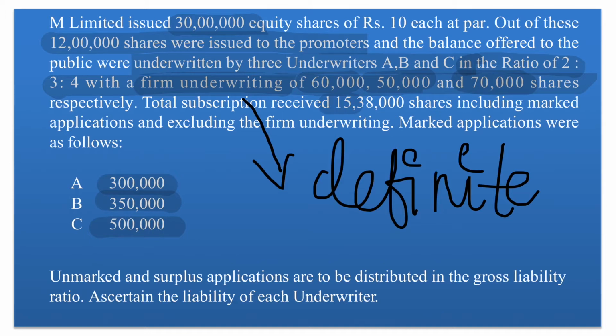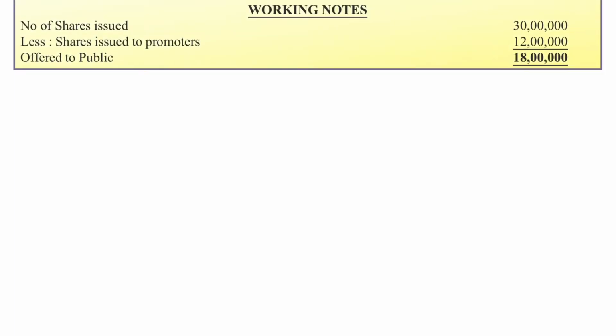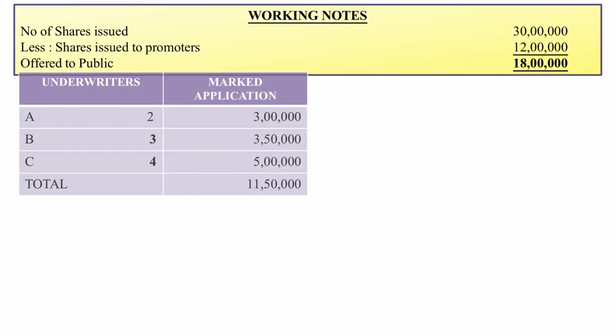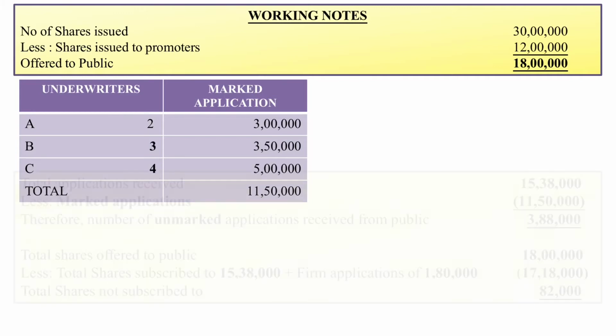Now the total applications received are 15 lakhs 38,000, which also includes the marked applications. That means the company has not received a total of 18 lakh applications from the public. It has received less than that, which will now be filled in by the underwriters according to their liability ratio, which is 2:3:4. Here we can notice that the total shares issued is 30 lakhs, of which only 18 lakhs are issued to the public and 12 lakhs are issued to promoters.